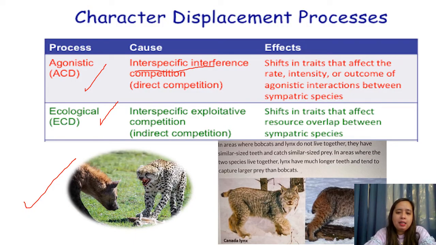In areas where bobcats and lynx do not live together, they have similar sized teeth, catch similar sized prey, and in areas where the two species live together, lynx have much longer teeth and tend to capture larger prey than bobcats. So, kumbaga, if they do not live together, natural lang yung kanilang phenotype, yung kanilang physical abilities. Pero, if they live together in one area, mapapansin mo that there is a difference in the body structure of one species. Kasi nga, they will now be competing and exploiting the same limited resource.